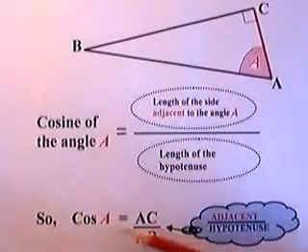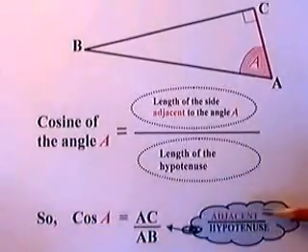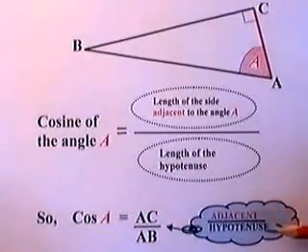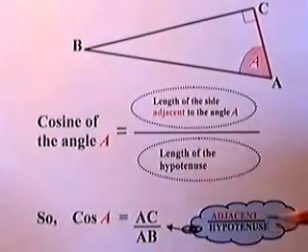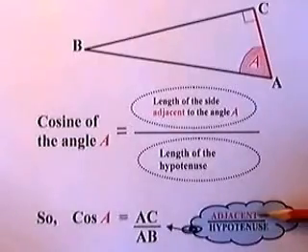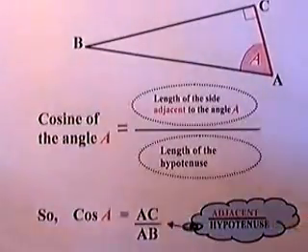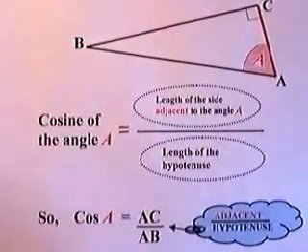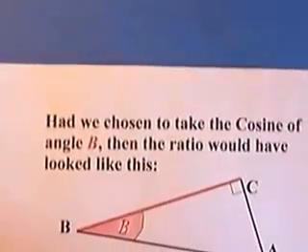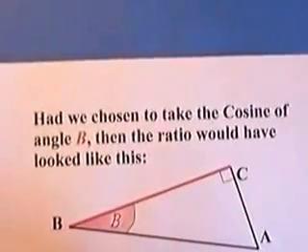So in other words, cosine is now adjacent divided by hypotenuse, or the length of the adjacent side divided by the length of the hypotenuse. That's how cosine is defined. Now let's look at angle B in the same triangle and see how the cosine ratio would have changed.